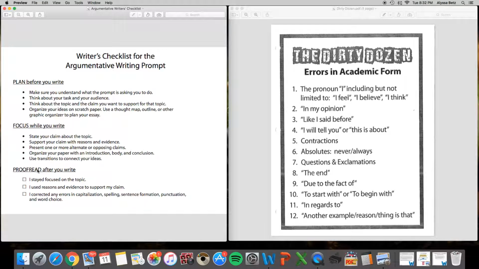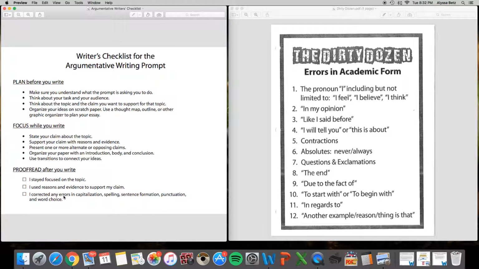After you write and you have your final product on the page, you want to make sure that you proofread before it's actually turned in. So ask yourself these 3 questions. Did I stay on topic? Did I stay focused, or did I go off topic with random side thoughts? If you did, you need to revise it so that it stays on topic. Did you use reasons and evidence to support your claim? And did you correct any errors with capitalization, spelling, sentence formation, punctuation, and word choice? We will be going through a proofreading mini lesson that you will use before you submit your final product.